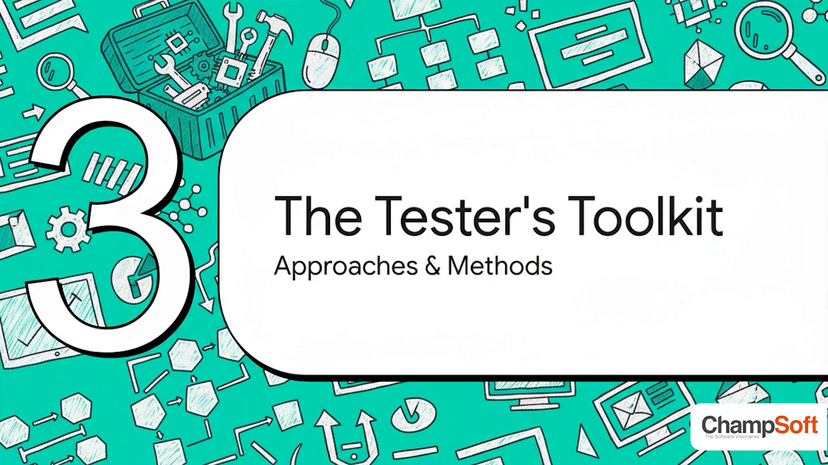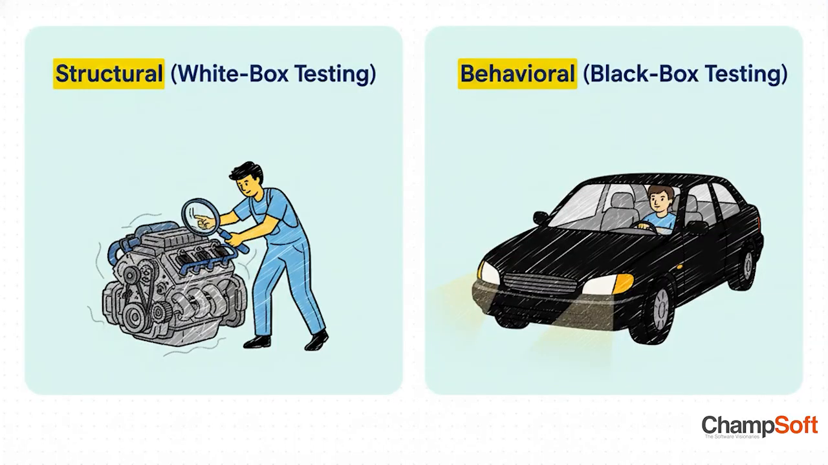Now, a great strategy isn't just one thing. It's a whole mix of different approaches. Think of it like a toolkit, right? You've got different tools for different jobs. So let's open up that toolkit and take a look at some of the most important ones inside. We'll start with two really fundamental approaches. First, you've got structural, or white box testing. This is like a mechanic popping the hood of a car to see how all the engine parts connect and work together. It's all about checking the internal code.